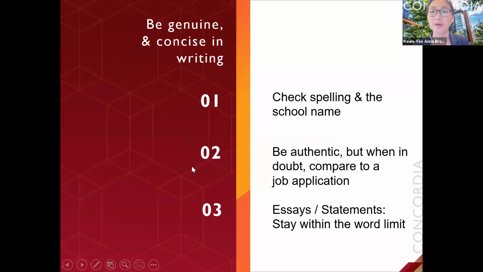Of course, you'll have to generally submit a statement of purpose or essays, depending on which school you apply to. Some of them might require multiple essays, some of them might require just one letter. Try to stay within the word limit as much as possible. We try to make it a very fair process. Make sure to check the spelling and the school name.